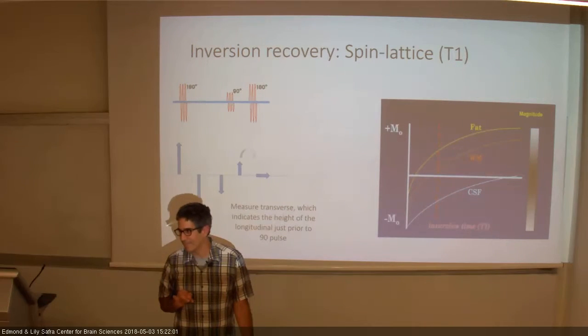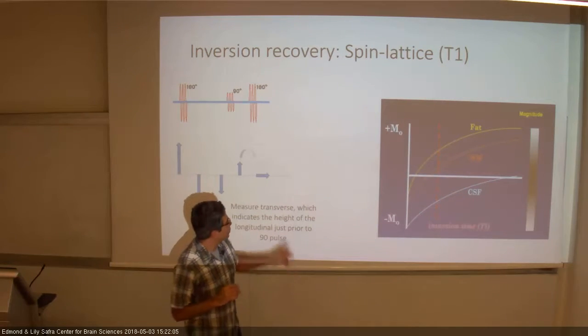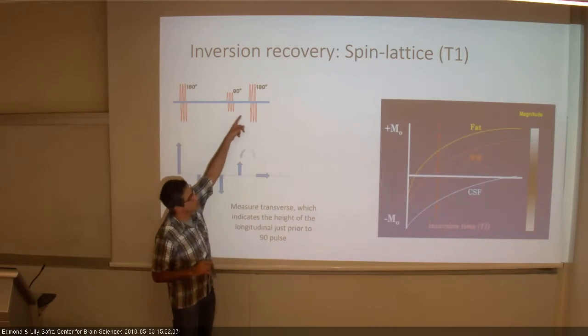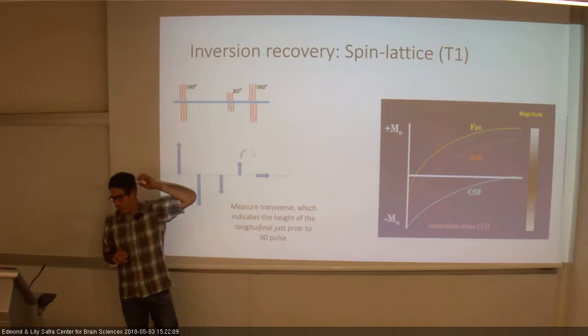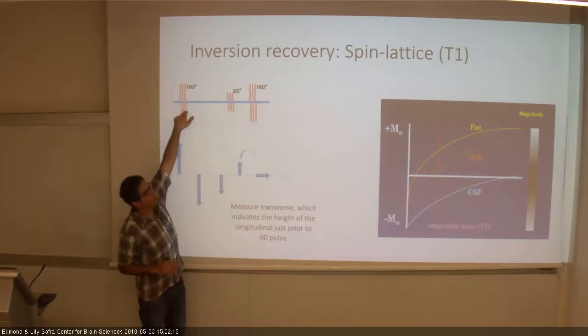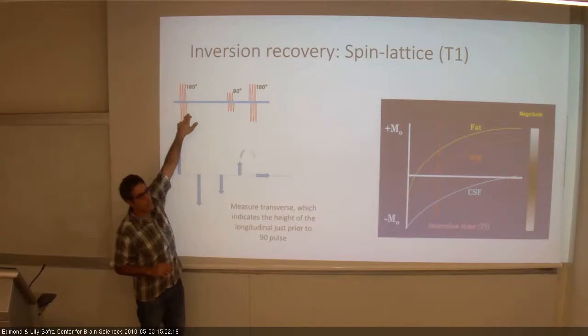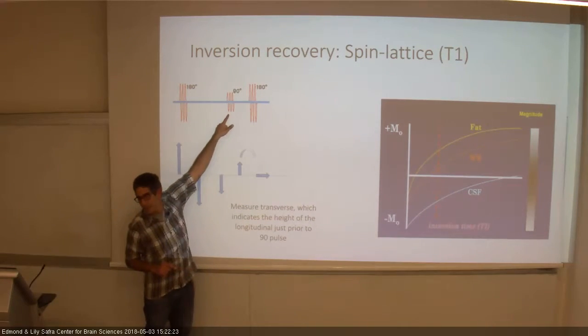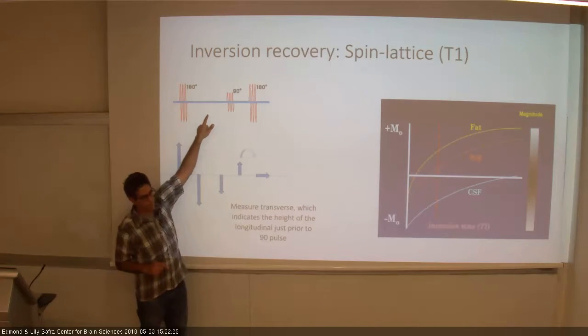Can you say why we need another 180 after the 90? So that's for the spin echo, right? So this is doing a spin echo here. That's the echo. So that was a normal spin echo experiment. And now with the 180 in front, it makes it a spin echo which depends on the time between the 180 and 90. That becomes sensitive to T1.